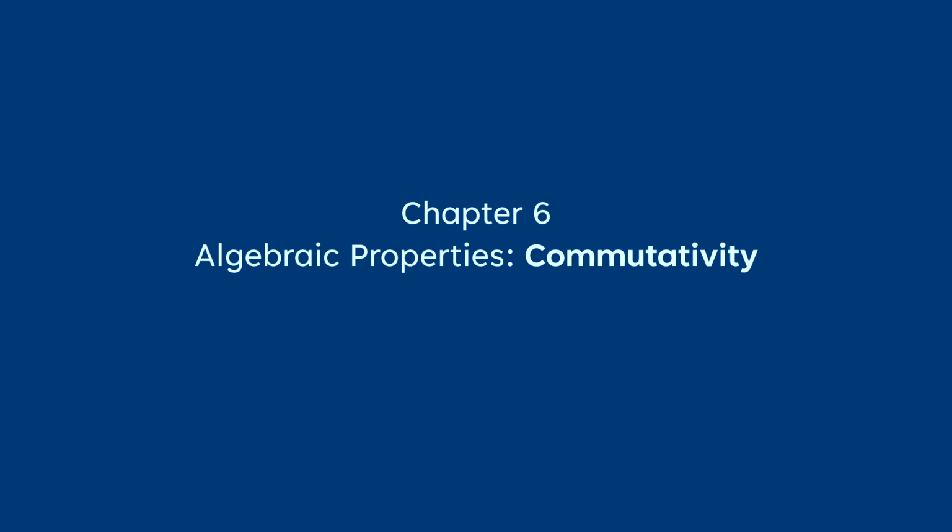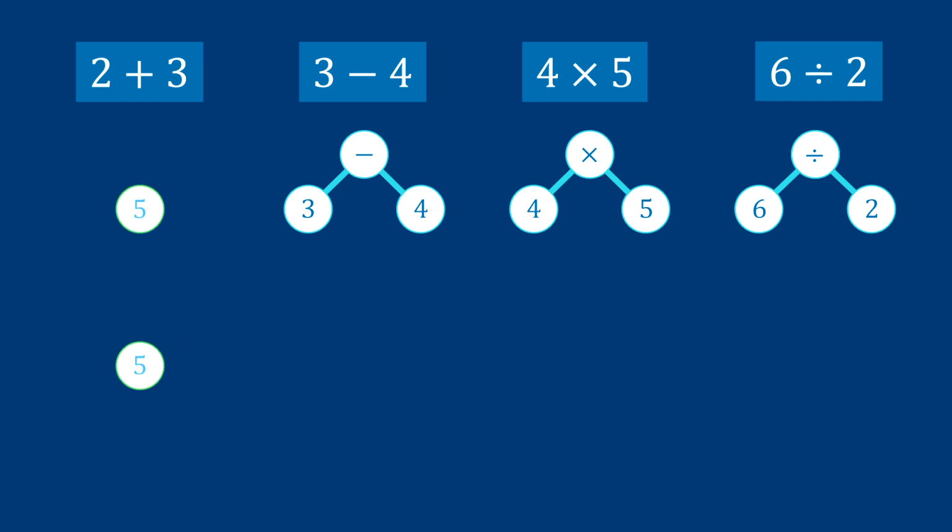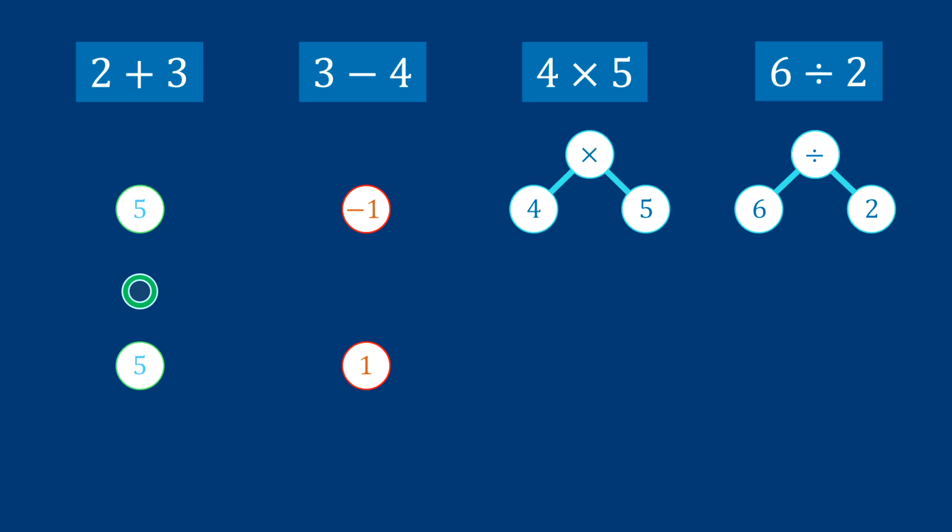Okay, our first algebraic property, commutativity. Operations either have this property or they don't. So either they are commutative or they're not. Now, all it means is that you can swap the 2 inputs around. So with addition, 2 plus 3 and 3 plus 2 both evaluate to 5, which means it is commutative. Subtraction, we have 3 take away 4, and if we swap them around, we have 4 take away 3, and they do not evaluate to the same value. Okay, so they are not commutative.